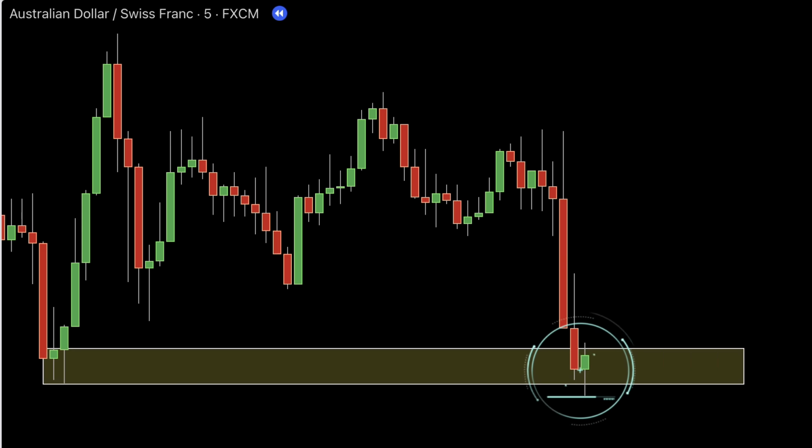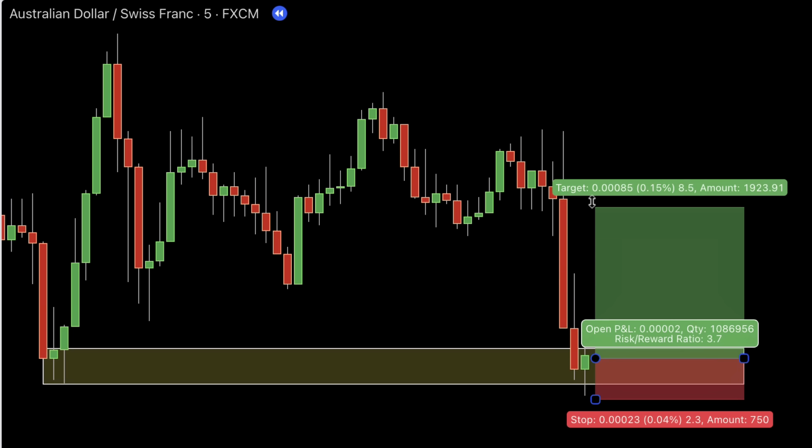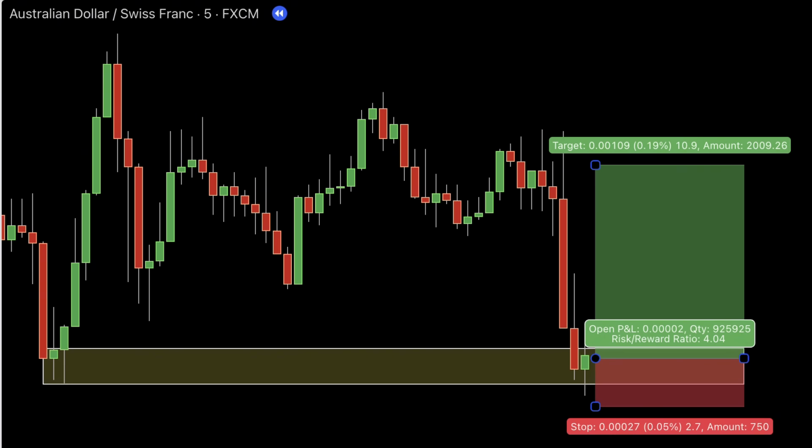Here's what to do. Place your entry at the close of the pin bar. Set your stop loss just below the pin bar wick. Target the next resistance level as your take profit. Once these are set, use the set and forget approach. Either the trade will hit your target or stop loss, with no need to constantly monitor. Take a look at what happened next.